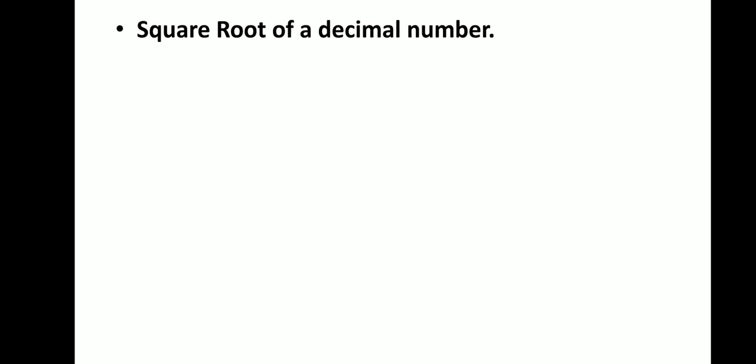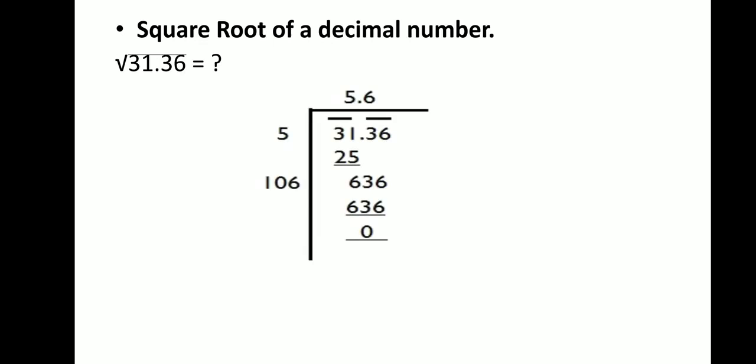Square root of a decimal number. The method is almost the same as we have studied in finding the square root of a number. Here we are supposed to find out the square root of 31.36. Now again the steps are the same. We are supposed to place the bars after the decimal, starting from the decimal point.